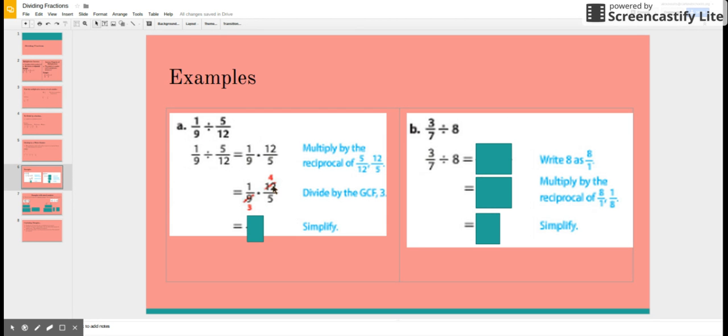Then you just multiply across. 1 times 4 is 4. 3 times 5 is 15. So my answer ends up being 4/15.